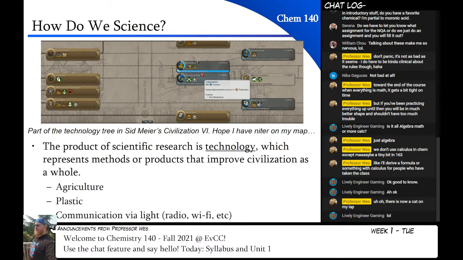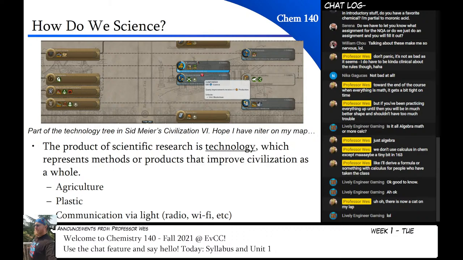Now, once you have finished all of this, and there's a reason that I have Civ 6 on the screen here. Once you have done your applied science and you know, oh, okay, aluminum is a really good material for rockets because it's lightweight and it's sturdy. So I'm going to do that. I'm going to make my rocket out of this material. The result that you get out of that process is called technology.